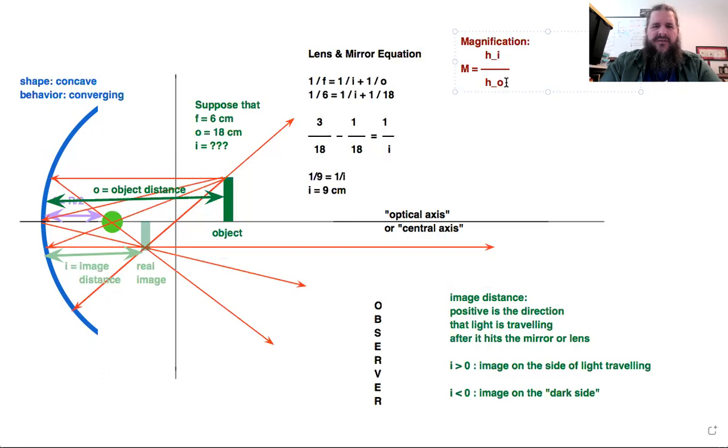In this case, though, that's not very useful yet because we don't know how tall the image is. We might know how tall the object is. Let's say the object is about 5 centimeters tall. Let's say the object happens to be 5 centimeters tall.